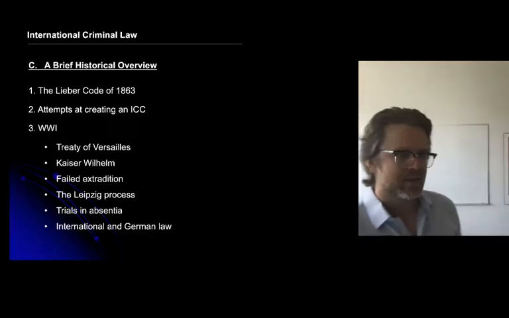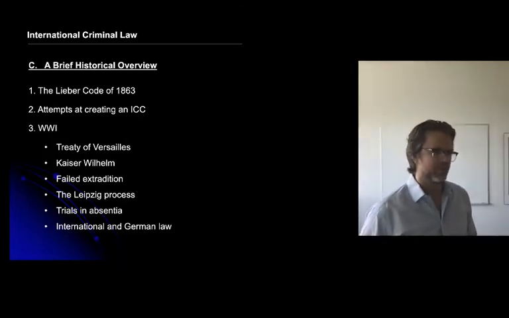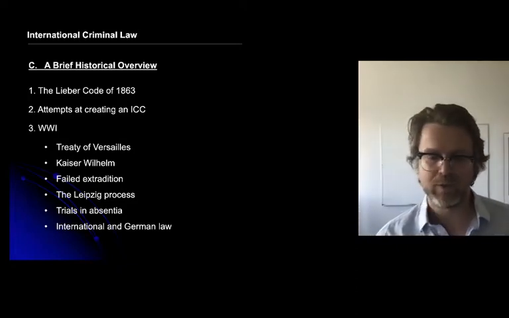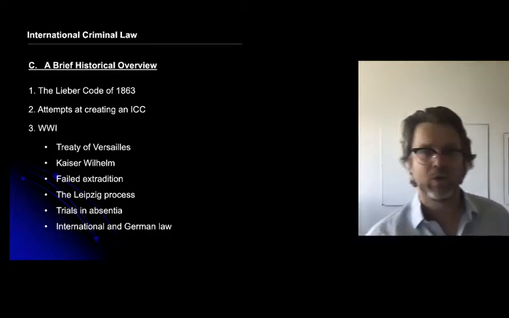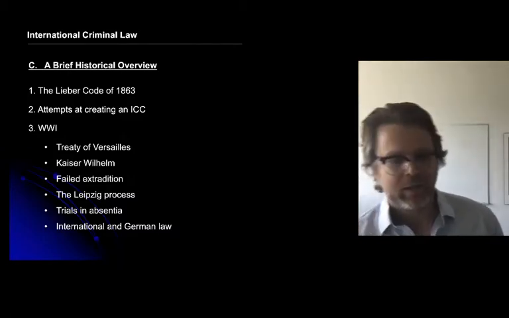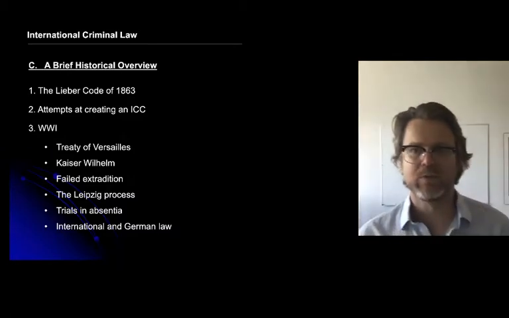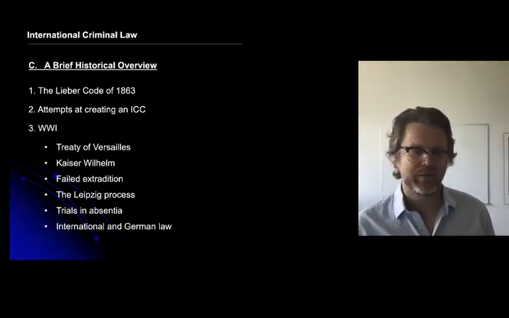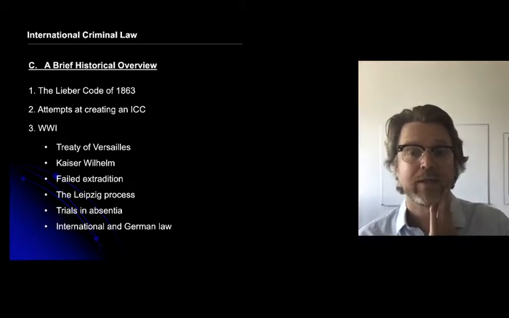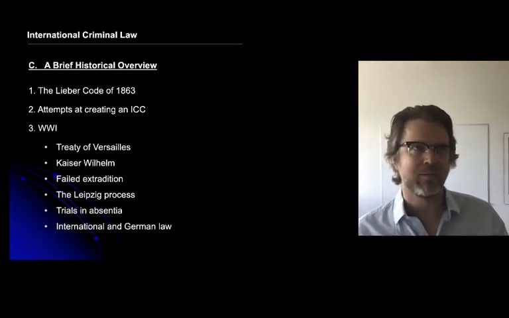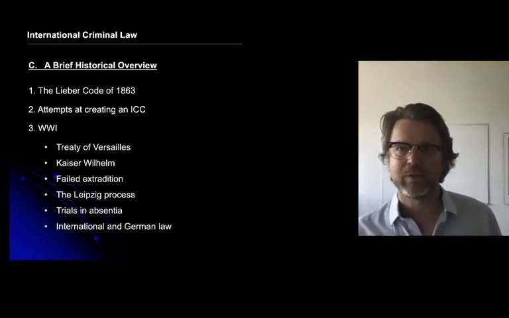So the Lieber Code of 1863 is an important document for a number of reasons. Francis Lieber was a German-American who had sons fighting on both sides of the American Civil War and was commissioned by Abraham Lincoln to write a code that would put in writing what the customary rules of warfare were at the time that were binding on both parties. And that's an interesting technique, and it posits the existence of customary international law and attempts to codify international criminal law, which represents a theme that we'll see right the way through international criminal law, all the way to the International Criminal Court.